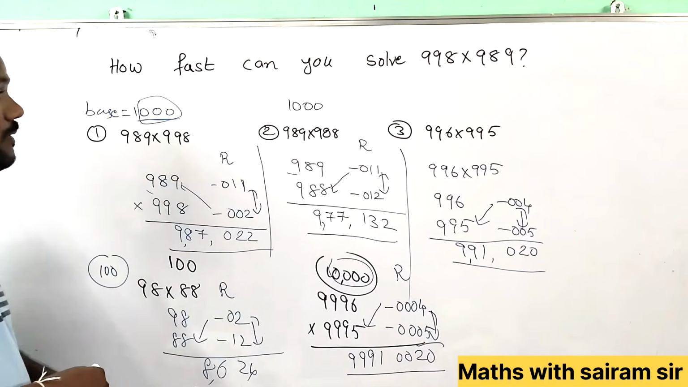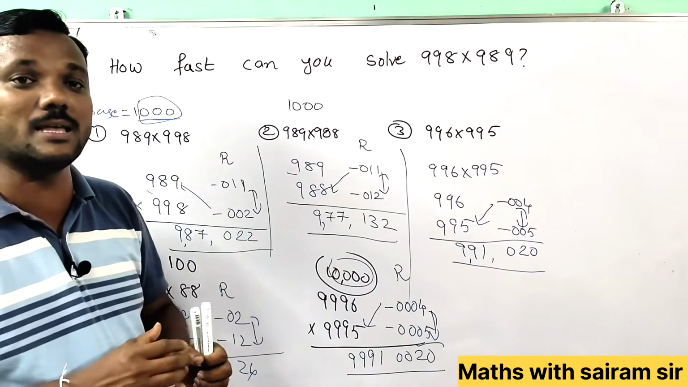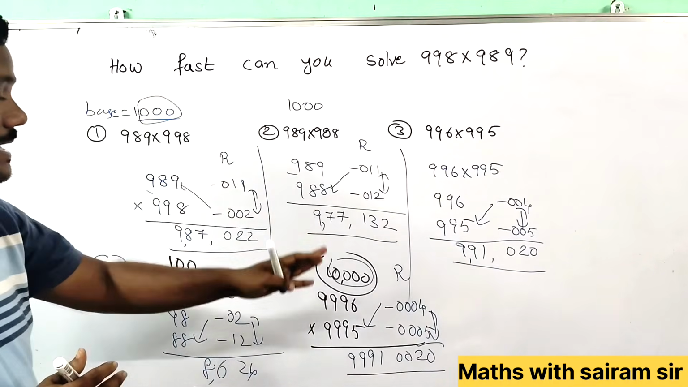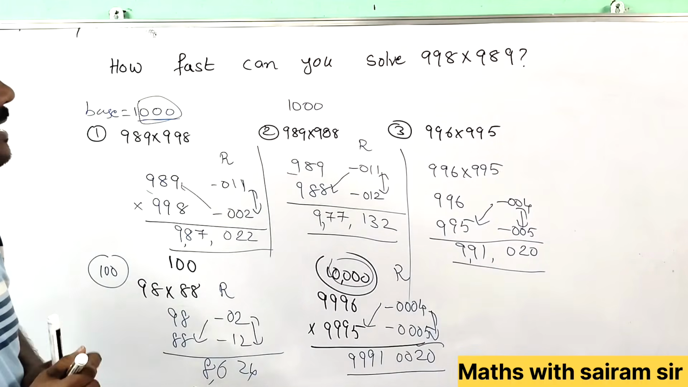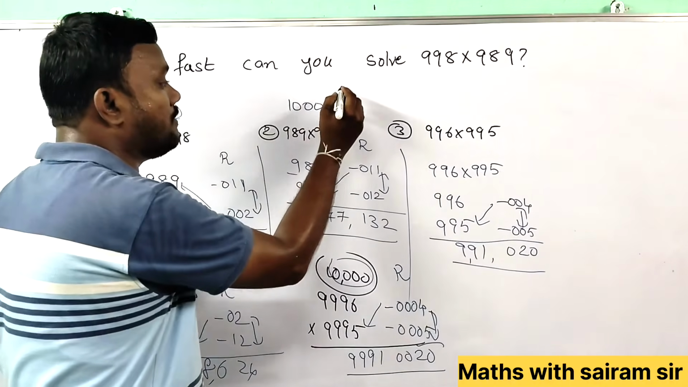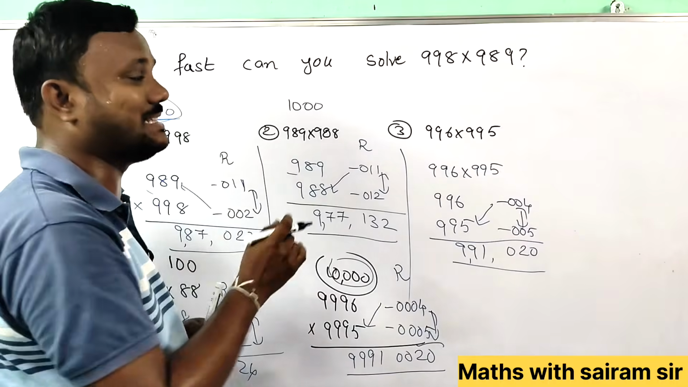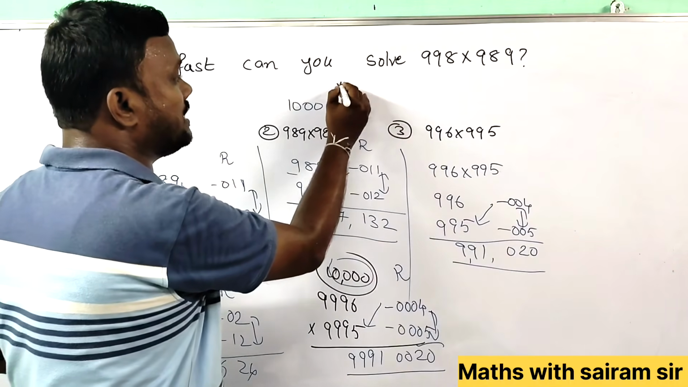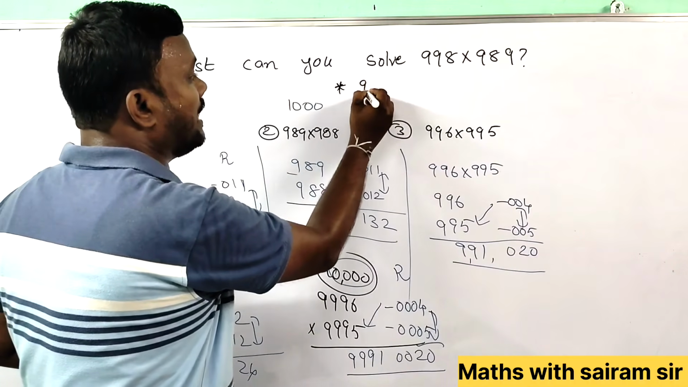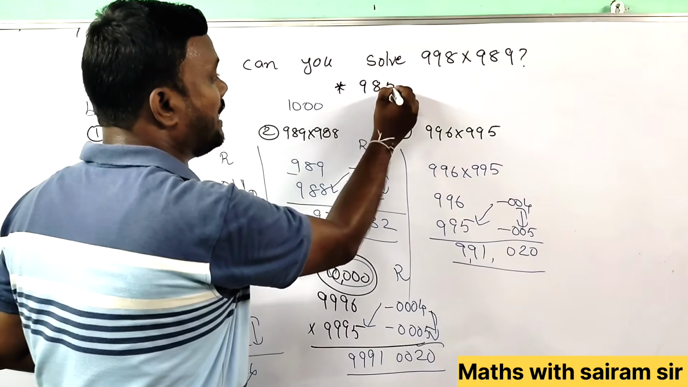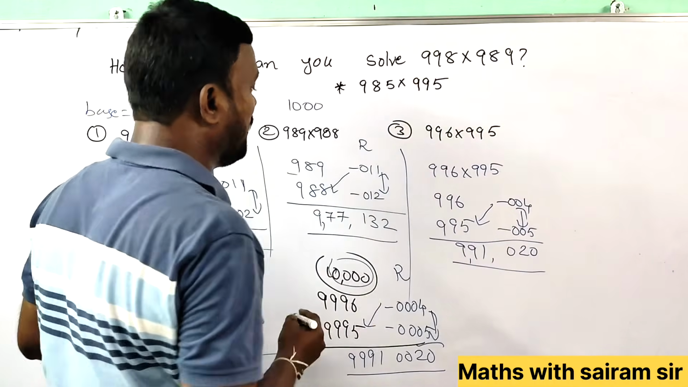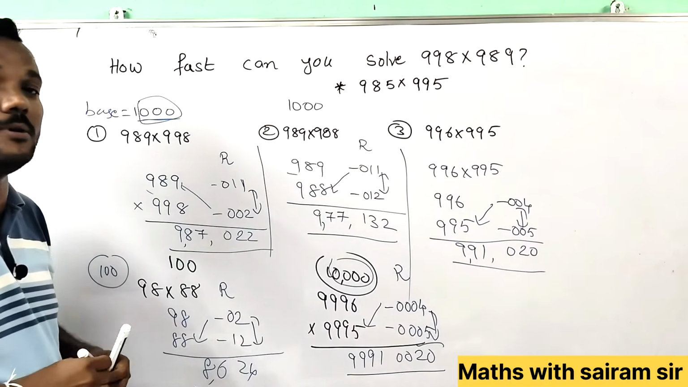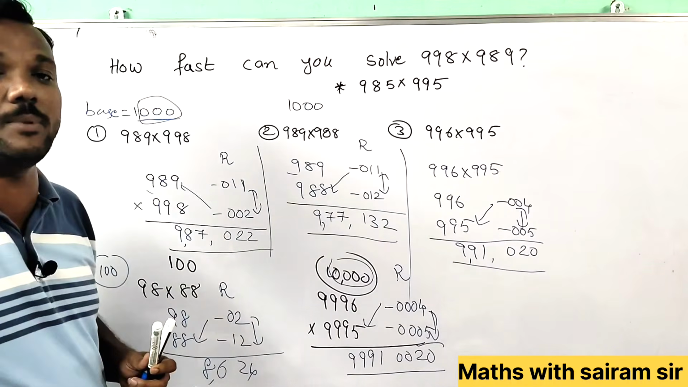Okay, so with the help of these concepts of Vedic Maths, we can solve this type of problems very easily. I hope you like this video. If you understand this method, try to solve this problem on your own and comment your answers. Okay, let me give the question. That is 985 into 995. Okay, so try this problem in this method and comment your answer.